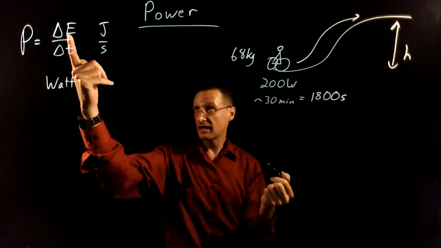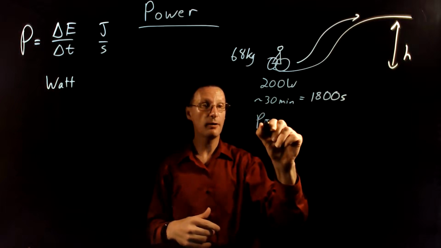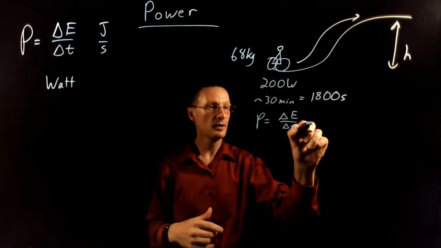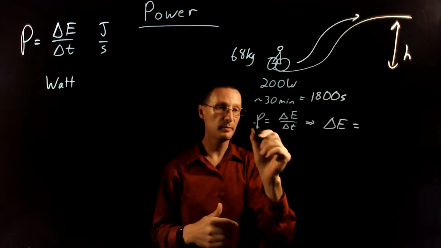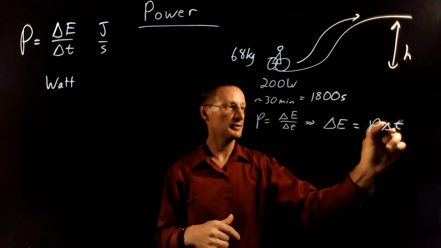Well, first let's try and find the amount of energy that is transformed. So if we know the power and we want to find the energy transformed over time, we can rearrange this to find the energy transformed. And that's just going to be, if we multiply both sides by the time interval, the power times the time interval.